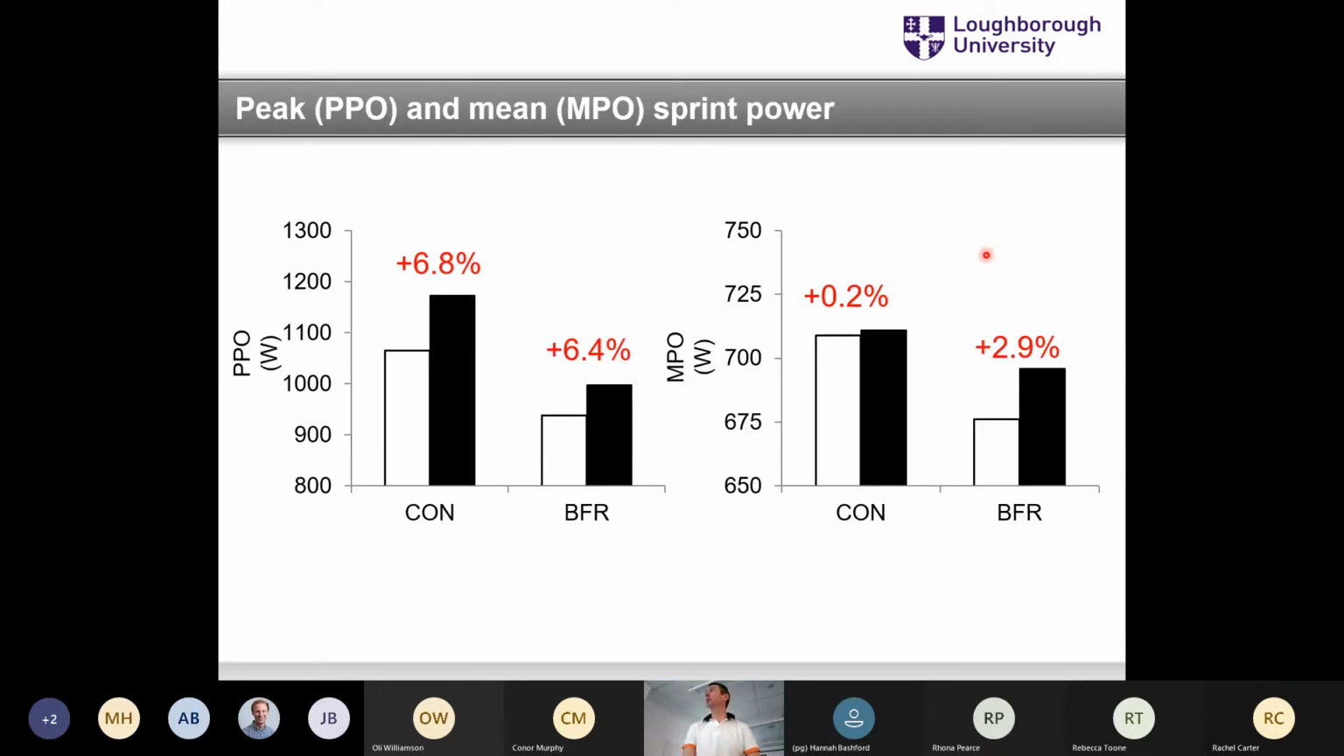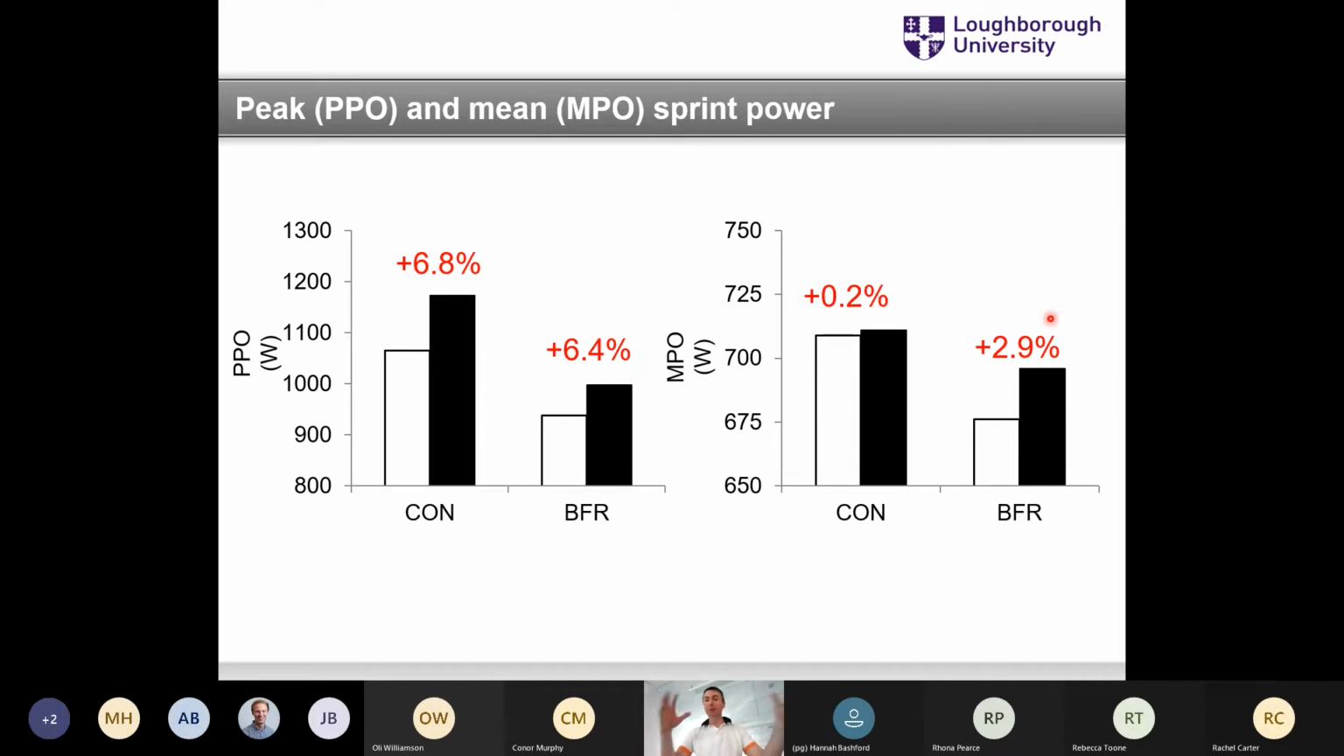In terms of other measurements that we made, of course, we showed increases in peak power output, so the maximal sprint power output, in both groups. That kind of figures because both groups are doing maximal sprints. But we also showed quite a nice increase in the mean power output during a 30-second sprint in the blood flow restricted group.